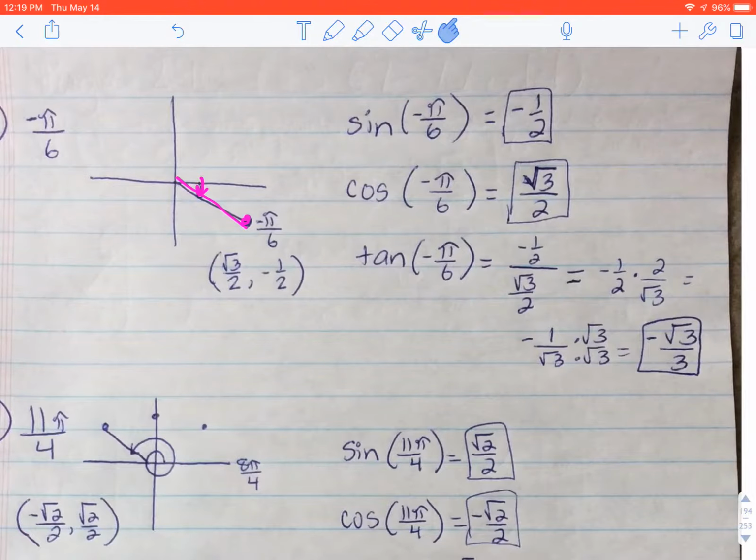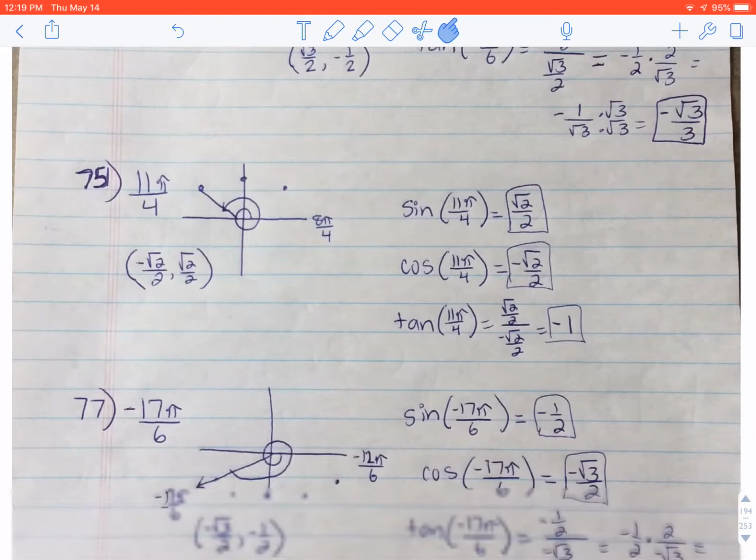Your tangent of negative pi over 6, again, is sine over cosine. So when you take negative 1/2 times the reciprocal of square root 3 over 2, you end up multiplying the top and bottom by square root 3. So that reduces to negative square root 3 over 3.